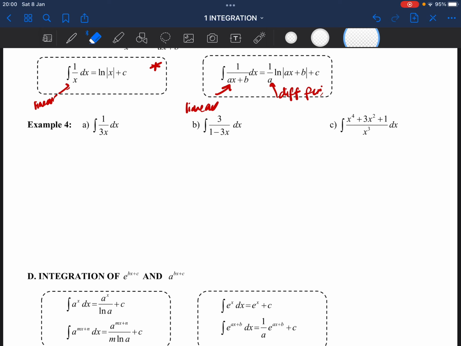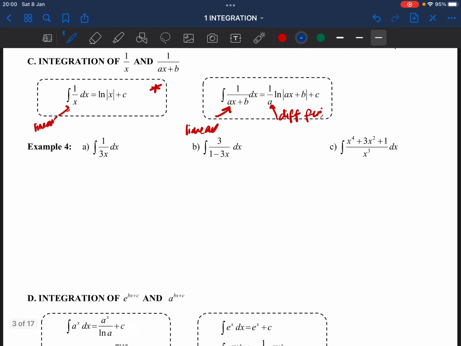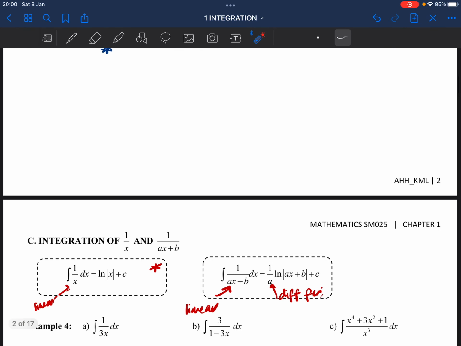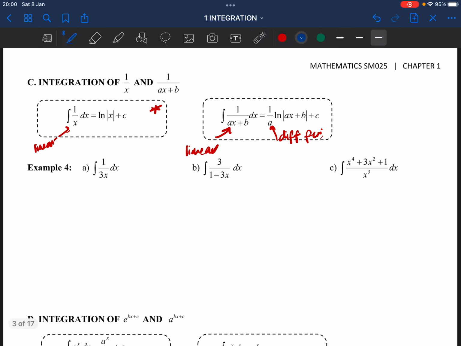We have 1 over 3x. Integrate 1 over 3x. Okay, so back to the basic rules here. We can take out the constant. So let's take out the constant, which is integrate 1 over 3. Integrate 1 over x dx. So you will get 1 over 3. Integrate 1 over x, you will get ln modulus x plus c.